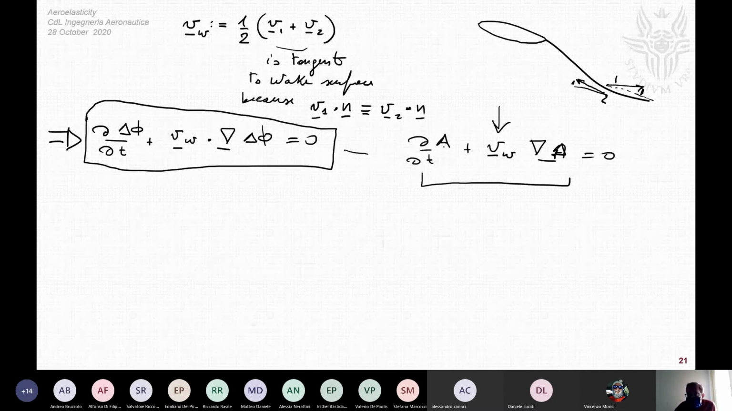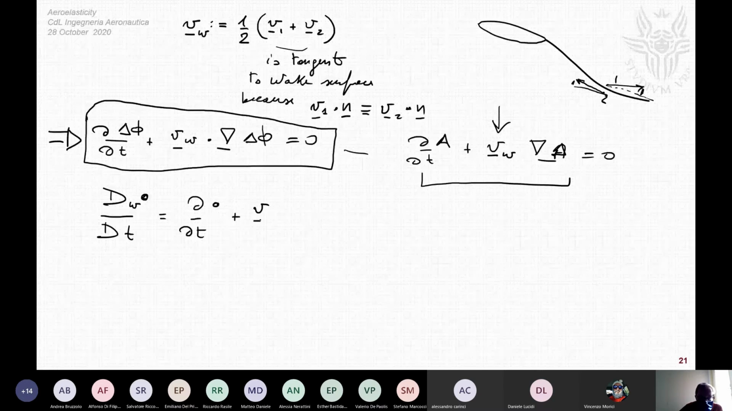This is a convective derivative, and we can define this operator as the following: D is a time wake derivative operator defined this way. And this operator is stating the following: if you are able to move tangentially to the wake with this velocity, and consider the value of delta phi at that point, the value of delta phi does not change.